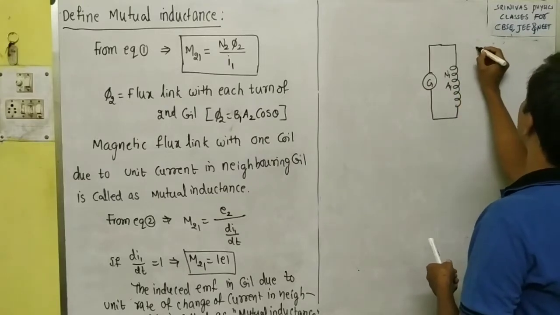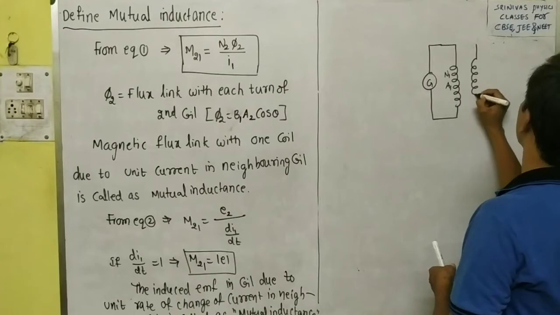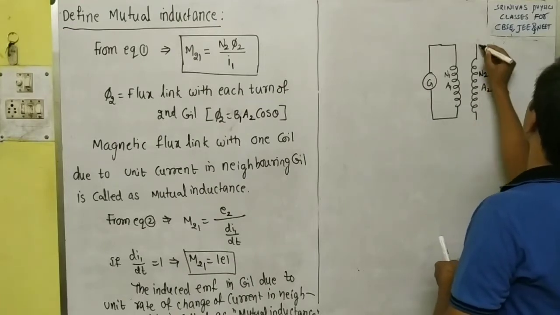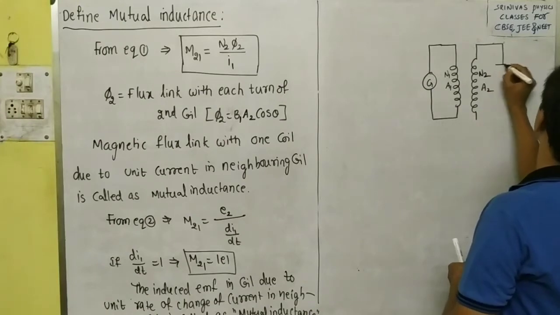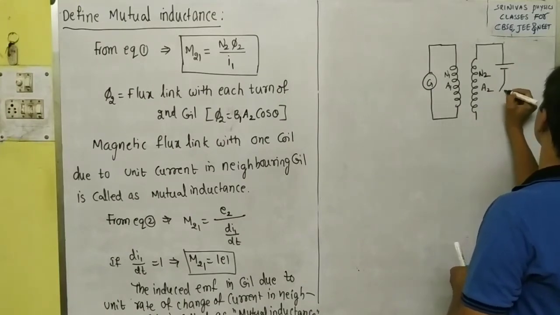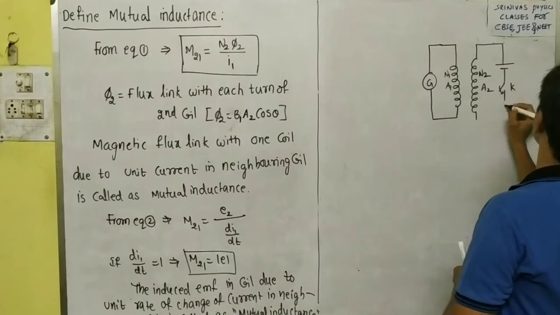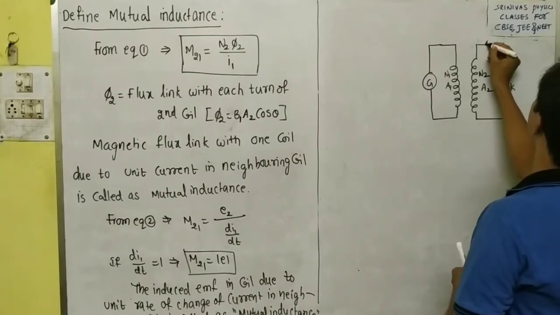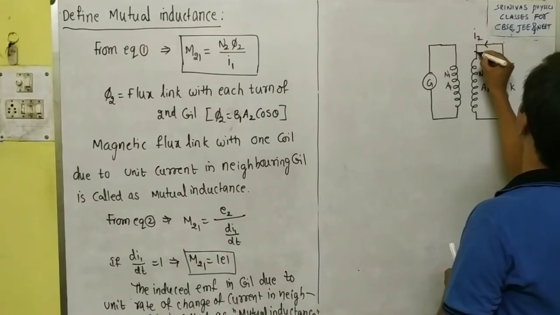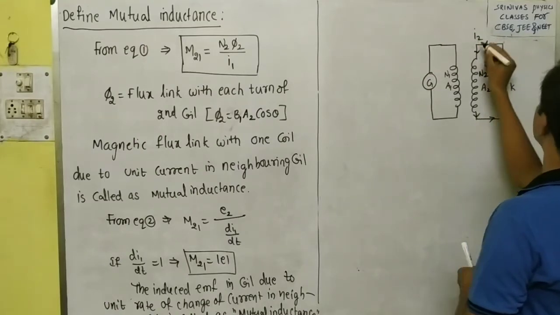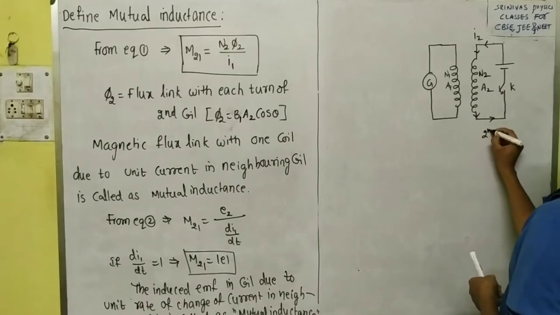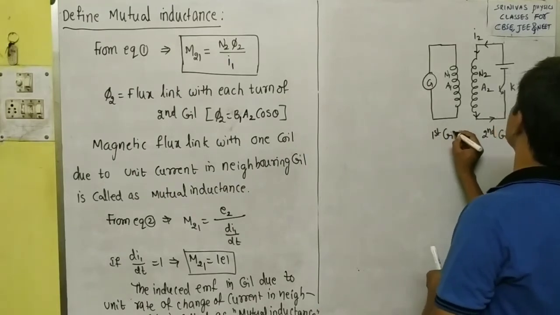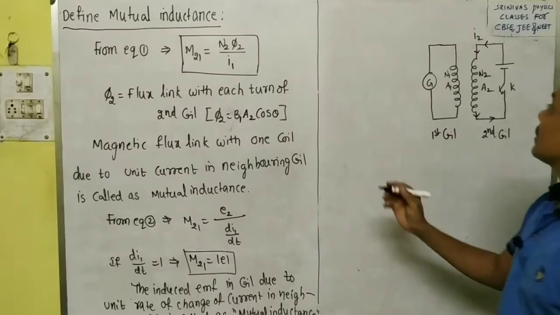And this is another coil with N2 turns and area A2. In it there is a battery and a plug key. When we close the plug key, there is some current, which we take as I2. When the current changes in the second coil, the magnetic flux linked with the first coil changes.